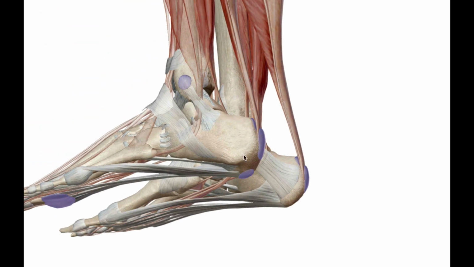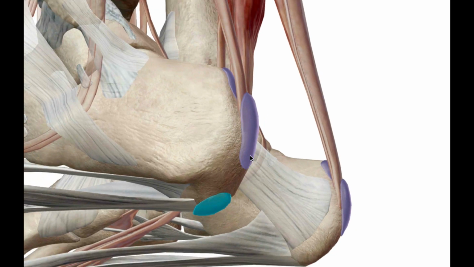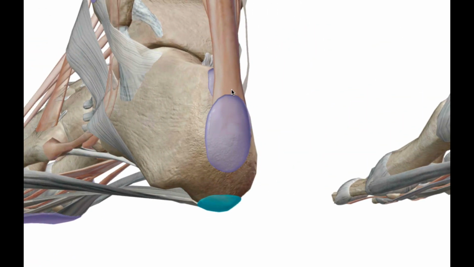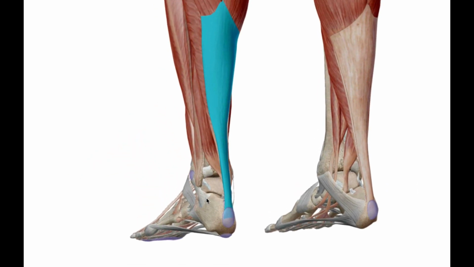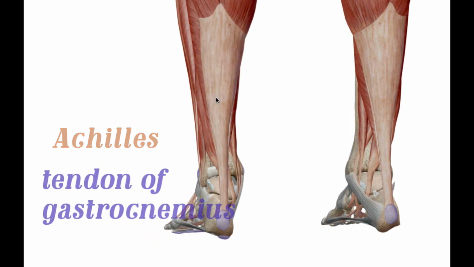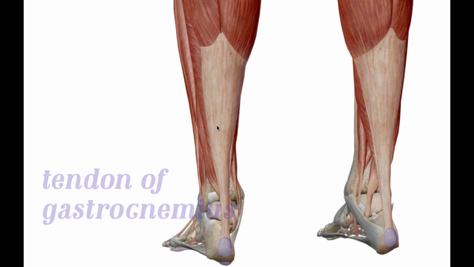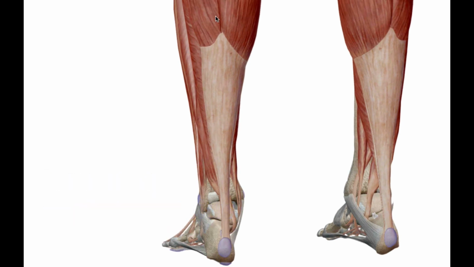Let me see if I can center it. Here you see the bursa, the cushioning there. So there's the calcaneus, and you can see the tendon connected on the calcaneus. This tendon is your Achilles tendon, that's what it's commonly known as. But the technical term for it is the gastrocnemius tendon, because it's connecting the gastrocnemius to the calcaneus.